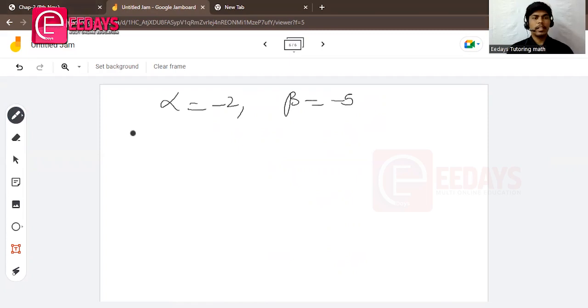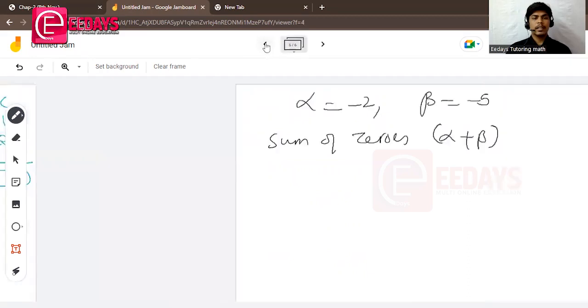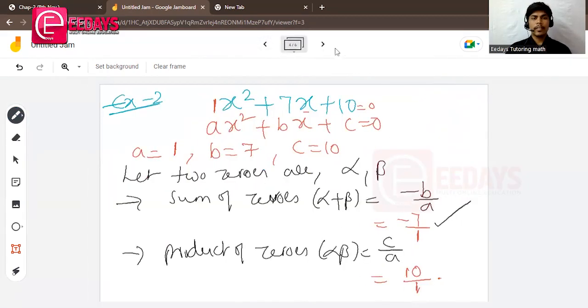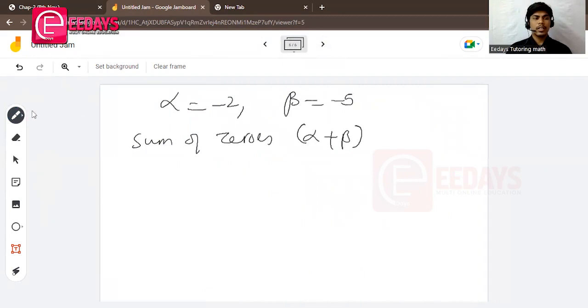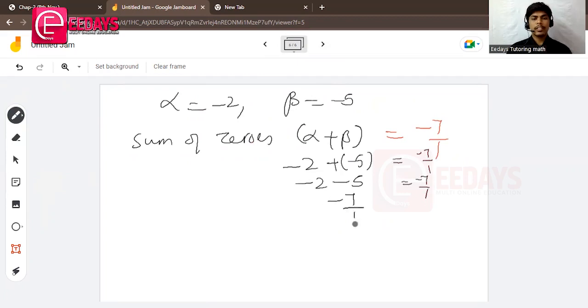Let's verify whether we are getting minus 7 or not. Sum of zeros is nothing but alpha plus beta. Previously, how much we got? Minus 7 by 1 on the right hand side. Let's verify here. Alpha just now we got minus 2 and beta we got minus 5. So minus 2 minus 5 is minus 7 by 1. Here also minus 7 by 1 is equal to minus 7 by 1. So we have equal both.